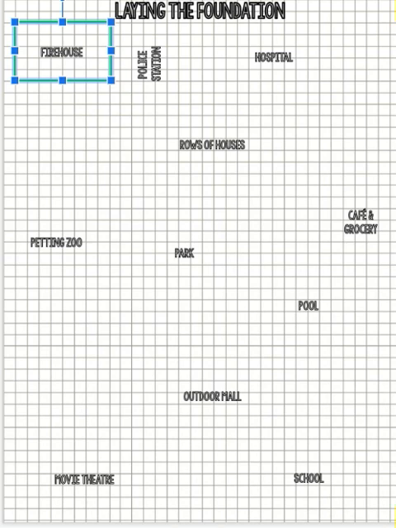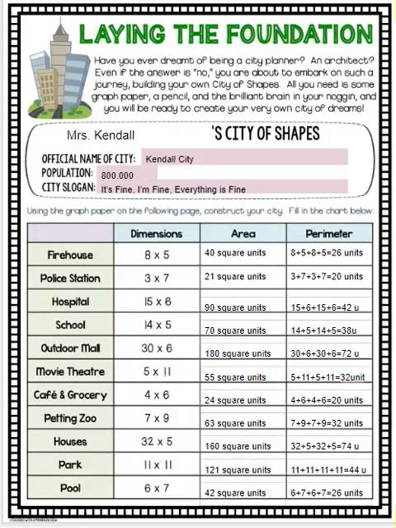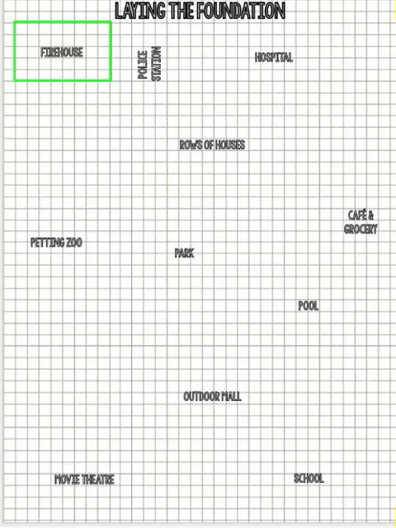So we can see here, if I count those, I see 1, 2, 3, 4, 5, 6, 7, 8 units wide, and then 5 units high. 1, 2, 3, 4, 5. So that's how you'll do it. The first one will be how wide it is, and the second one will be how high it is. So the next building that we need to map out is the police station, which is 3 by 7. So the police station is right next to the firehouse.